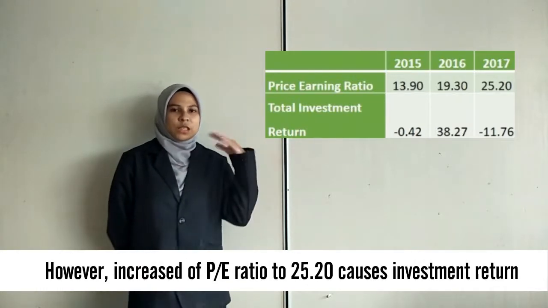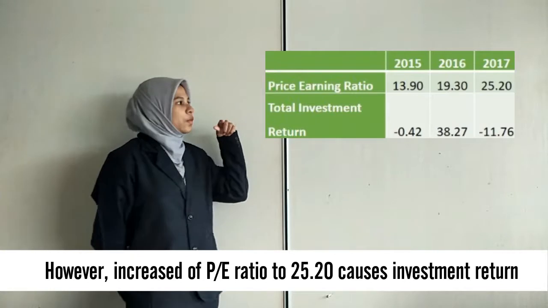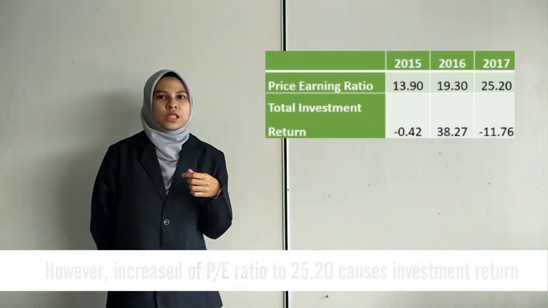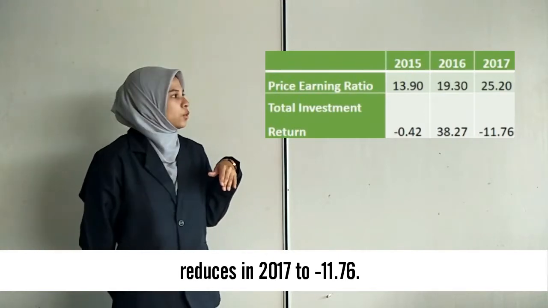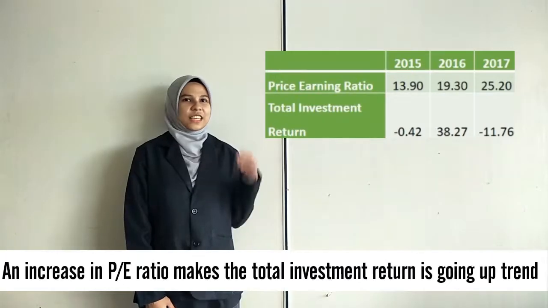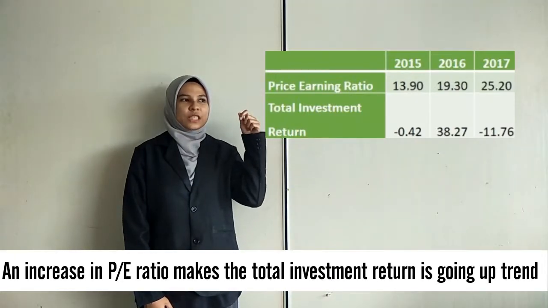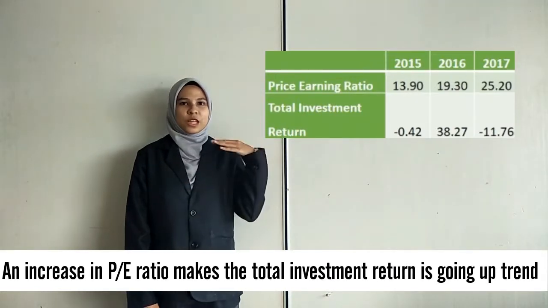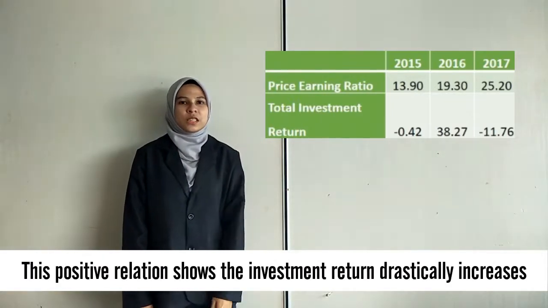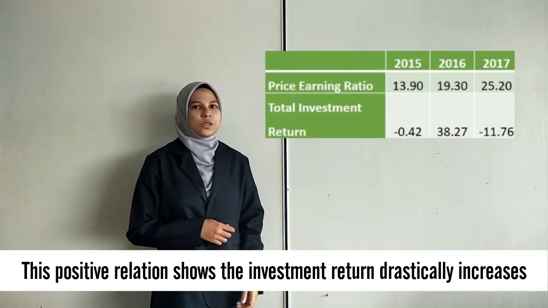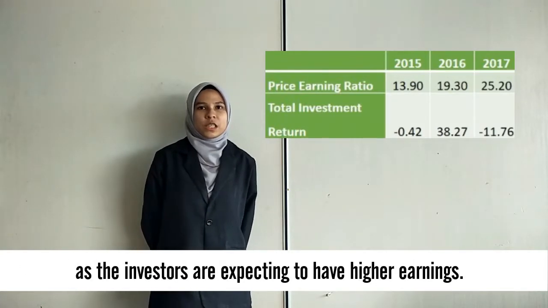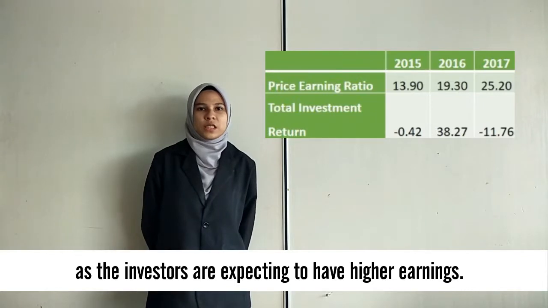However, the increase of the PE ratio to 25.20 causes the investment return to be reduced in 2017 to negative 11.76. An increase in PE ratio means the total investment return is trending upward from 2015 to 2016. This positive relation shows the investment return drastically increases as the investors are expecting to have higher earnings.